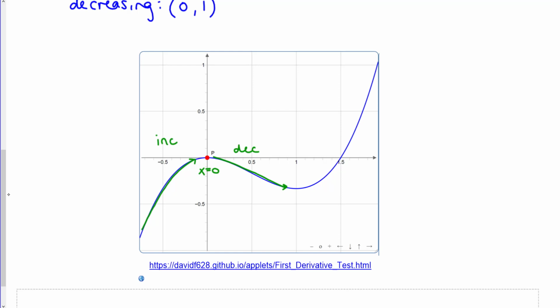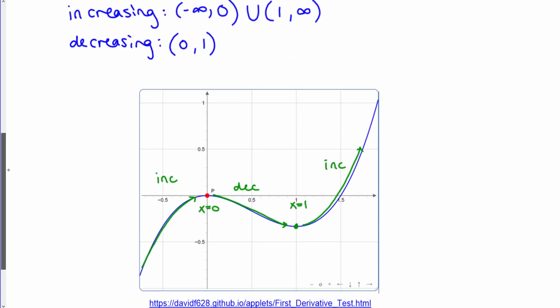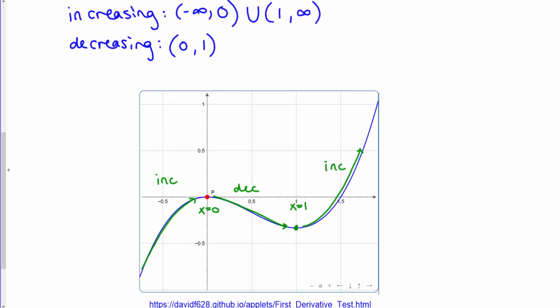So it's decreasing all the way to the point x equals 1, and then it turns and starts increasing again. So the y values are getting larger. Where we have these relative extrema, those are the potential places where we could change from increasing to decreasing. And that's exactly what we learned in our analysis, but we didn't use the graph at all until the very end, just to make sure our results were correct.